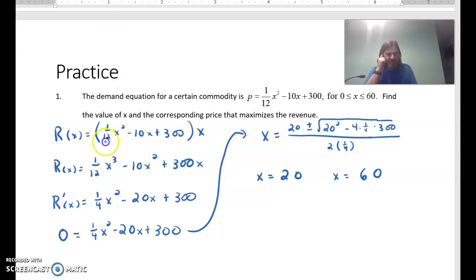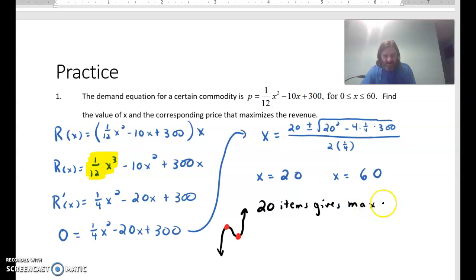But let me point out a thing here. Our function was an x cubed, and it's a positive x cubed. So the positive x cubed graph is a cube that goes up. So it has 2 turning points. The first one you run into would be a high point, and the next one would be a low point. So the 20 comes before the 60, so that would be the high point, and the 60 would be a low point. So we can conclude that, to find the value of x, 20 items gives max revenue.